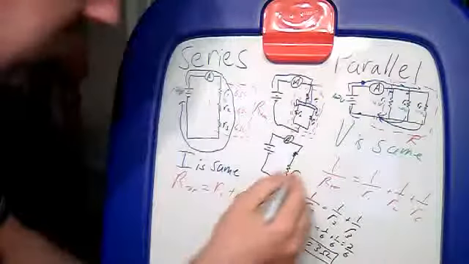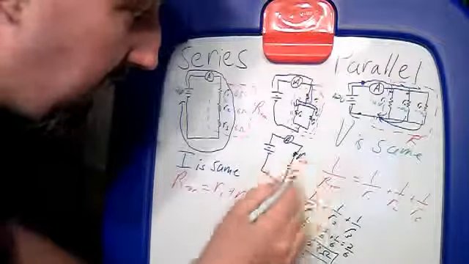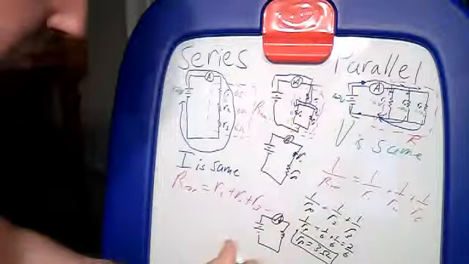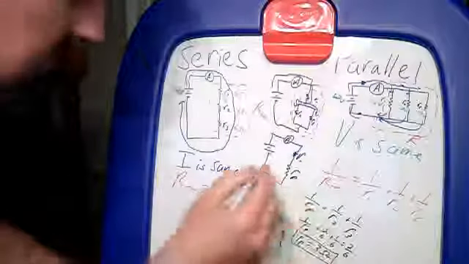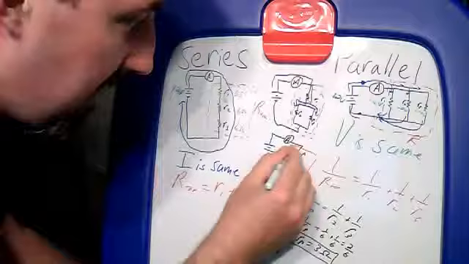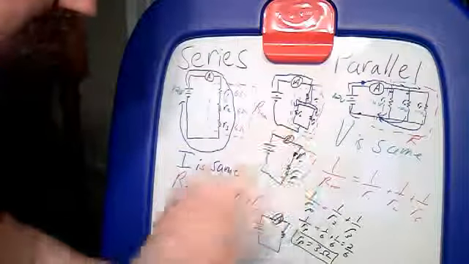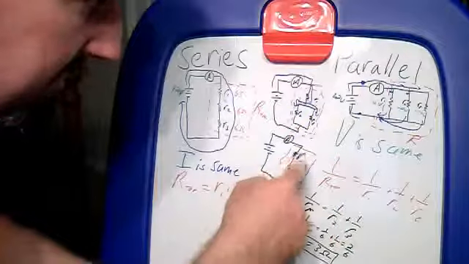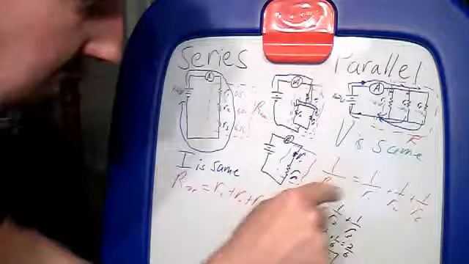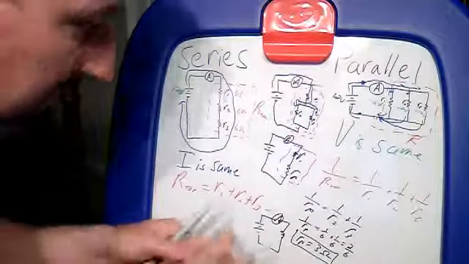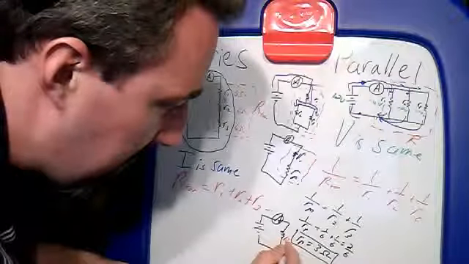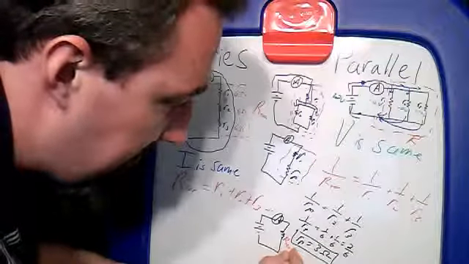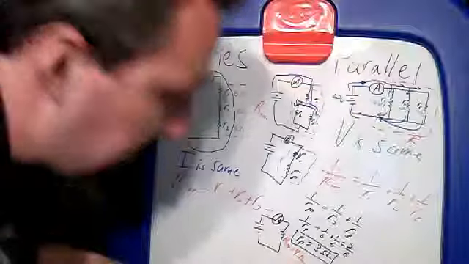So now I have a circuit where I have R1 and RP. These are only in series now. Since they're only in series, I can just add them up. So if R1 is 6 ohms, 6 plus 3 is 9. So our total down here equals 9 ohms.